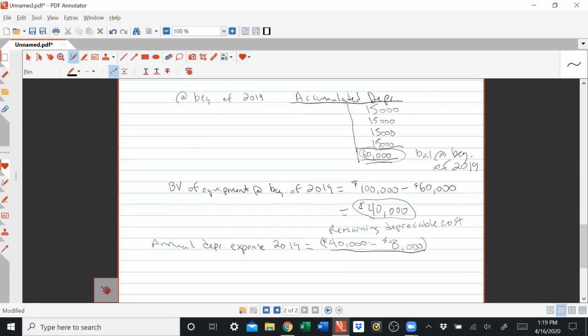So we take the remaining depreciable cost and divide by the remaining useful life. Under our old estimates, at the beginning of 2019, how many years do we have left in the useful life? We would have 2 years left because our old estimate of useful life was 6 and we've done 4. But as of our new estimates, at the beginning of 2019, how many remaining years do we have in the useful life? Not 2, but 5, right?